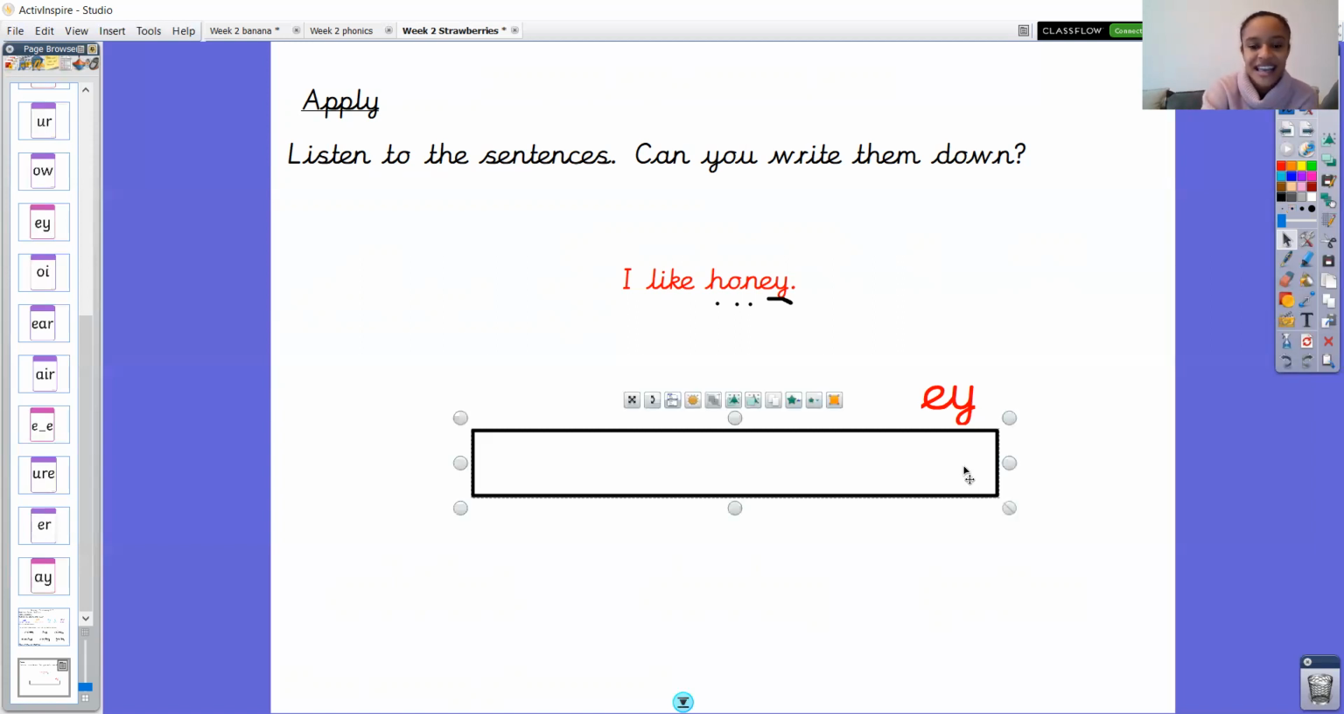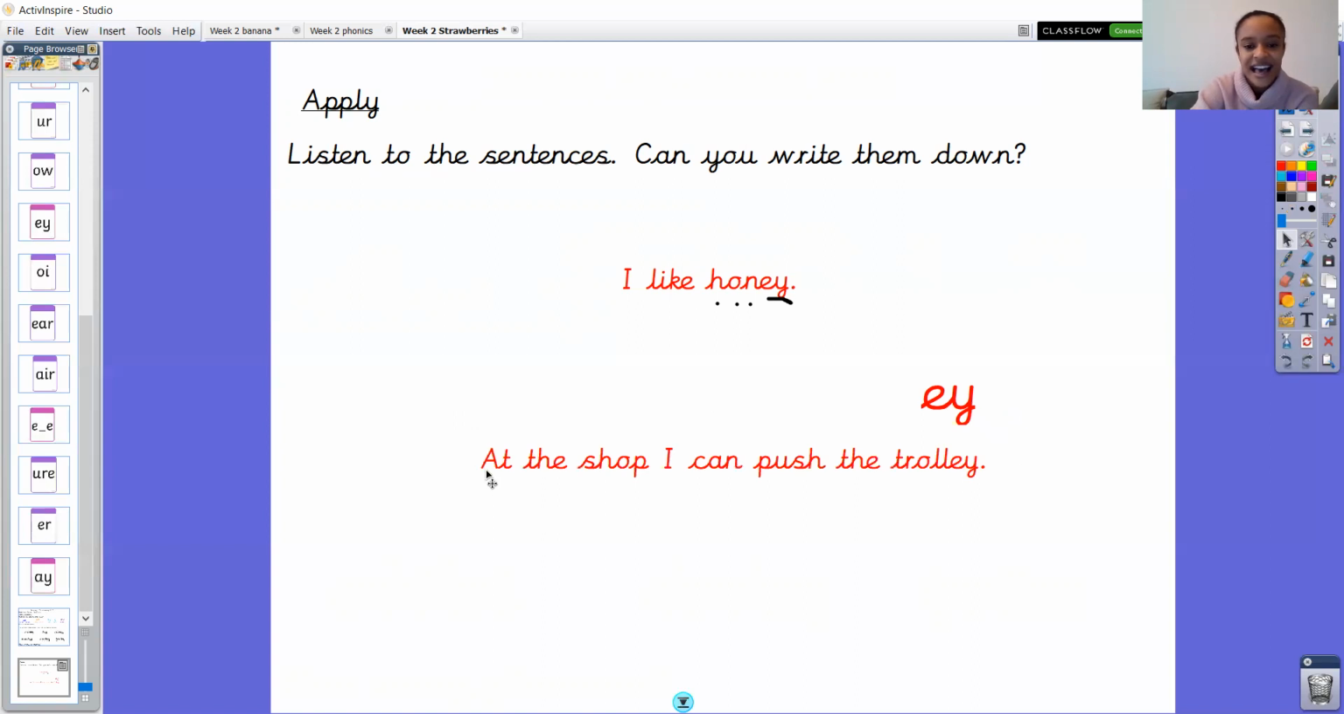Brilliant, let's have a look underneath here, shall we? At, the, tricky word here, shop, I, that tricky word, I, capital letter, I, can, c-a-n, push, p-u-sh, the, trolley. That was our EY word. Remember, it has double l making the all sound. T-r-o-l-l-e-y, trolley. Brilliant. I hope that you've really challenged yourself with that last word.